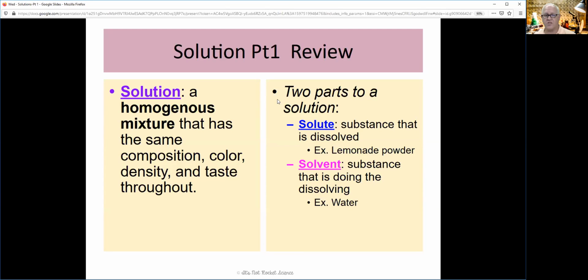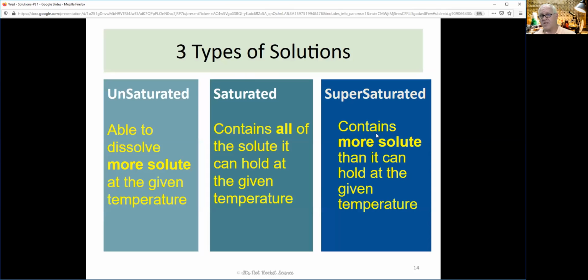So let's review solutions. A solution is a homogeneous mixture that has the same composition, color, density, and taste throughout. Now, it's very important that you don't taste solutions that are not foods. Okay? That goes back to our lab safety. And there are two parts to a solution. The solute, that's the substance that is being dissolved, and the solvent is the substance that is doing the dissolving. Remember, there are three types of solutions: unsaturated solution, saturated, and supersaturated.